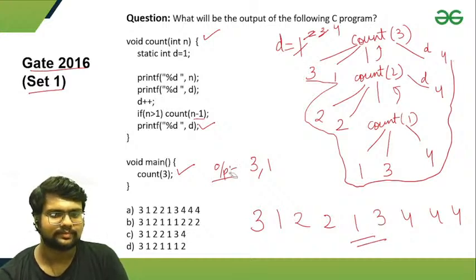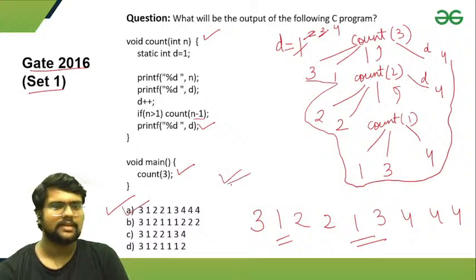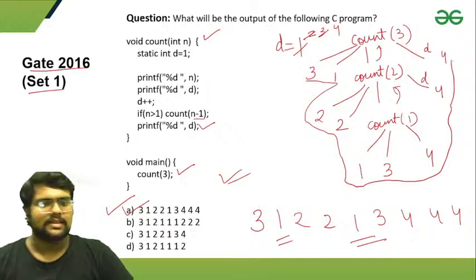Yeah, so let me run this. So this will be the answer. The first option is matching with our answer, 3 1 2 2 1 3 4 4 4. So this is the correct answer. So in this way we can solve the GATE question using recursion. We just have to make the recursion tree, and then we can solve the question. So yeah, that's it for today's lecture.